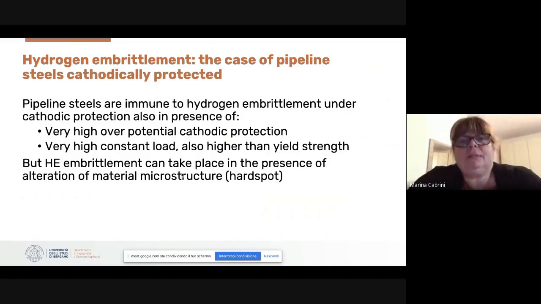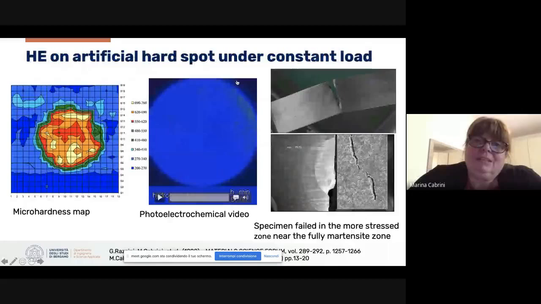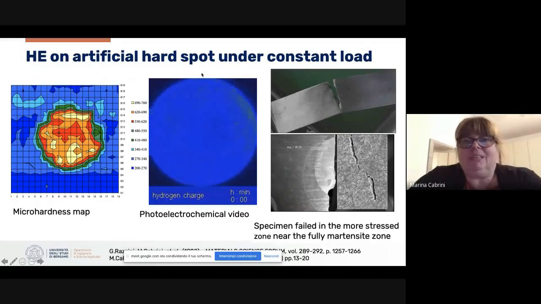failure that can take place, for example, in the presence of alteration of the microstructure. This is the so-called hard spot that was found at the end of the 60s and 70s. This is an old case. Now, in the past, we tried to study this phenomenon, reproducing in the laboratory an artificial hard spot.